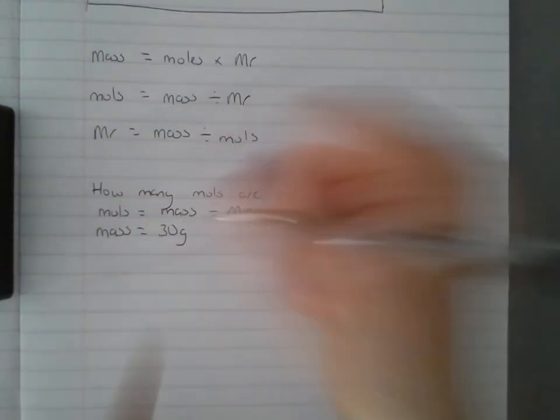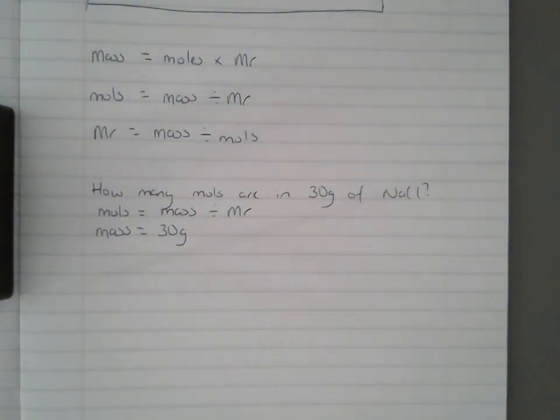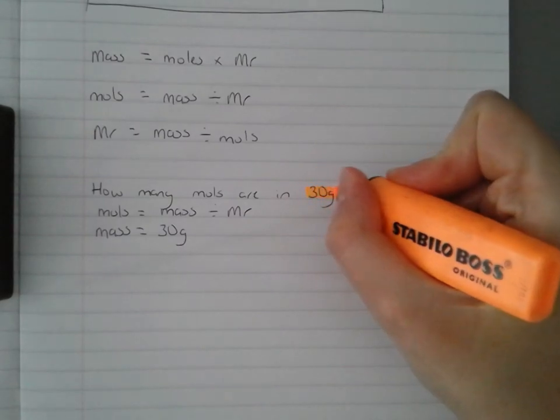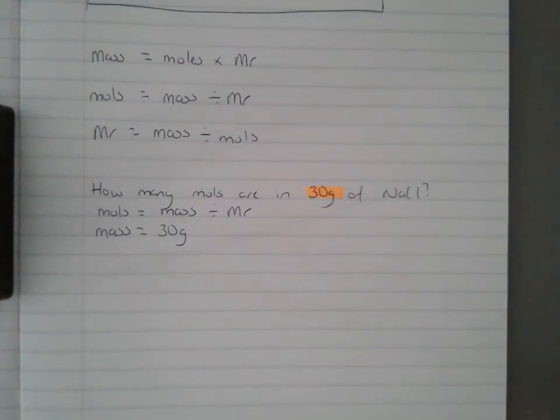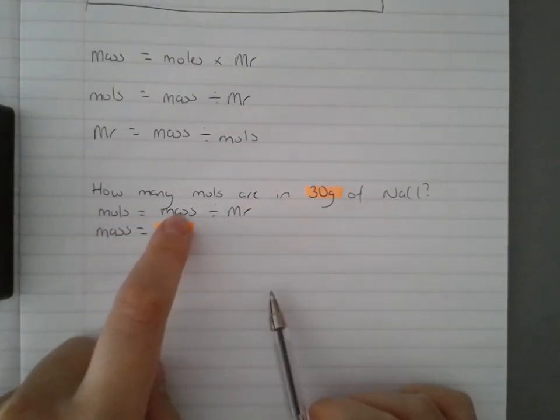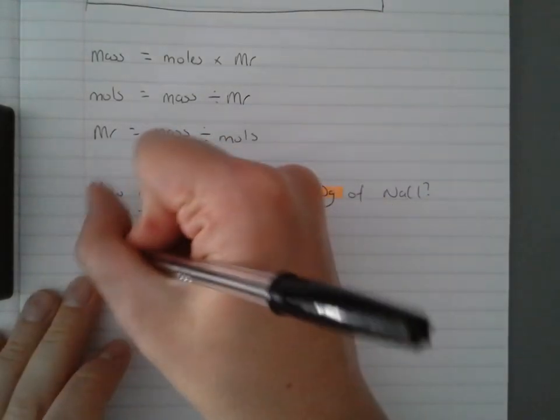If you know that grams is the unit of mass, then you should always be able to pick out the mass from the question. Whatever number comes before the g, that's going to be your mass. That's given to you in the question, so I know that mass is 30 grams. So I've got my mass. I now need to find my formula mass.